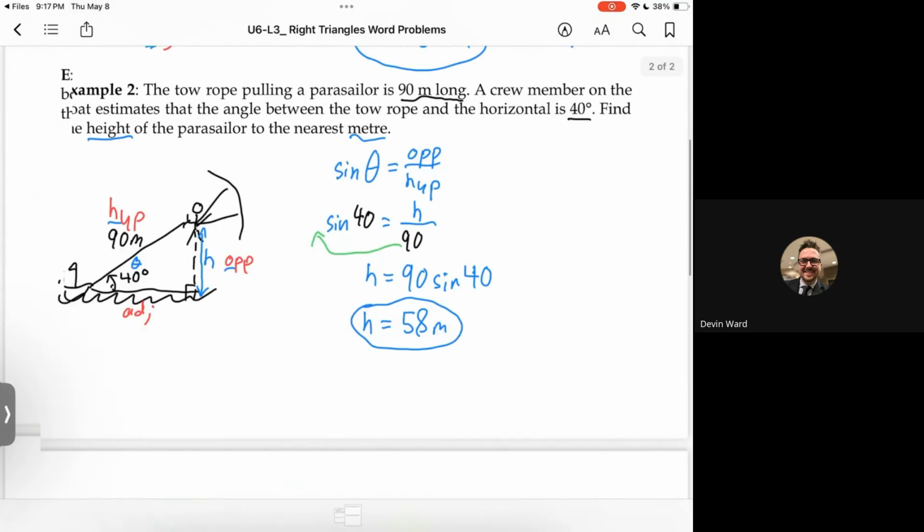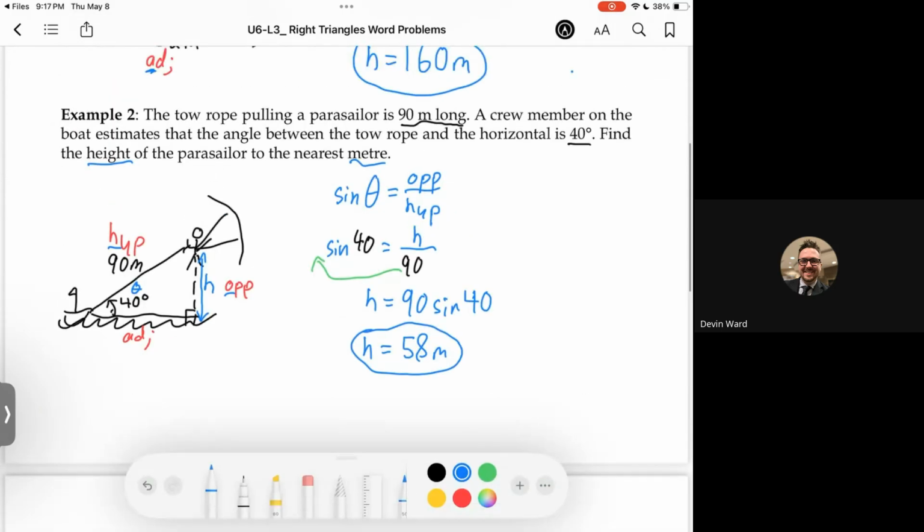Oh, I didn't do a therefore statement for this one. Do that quick. Therefore, the parasailer is 58 meters above the water.